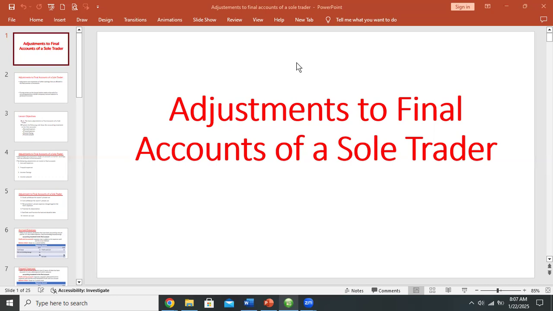Sometimes, instead of picking the correct figure for a certain expense, you made a mistake, or you didn't even record an item. So the essence of the adjustment is for us to make all the corrections and necessary entries to make the account reflect the true and fair position of the business.